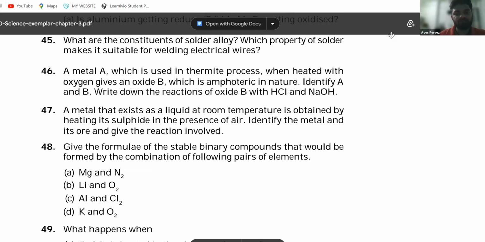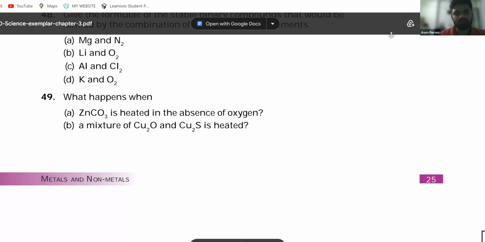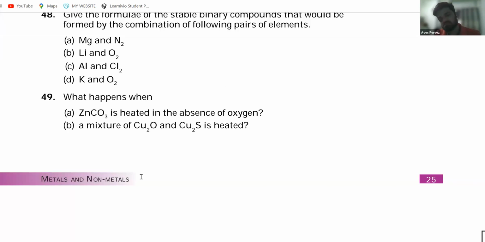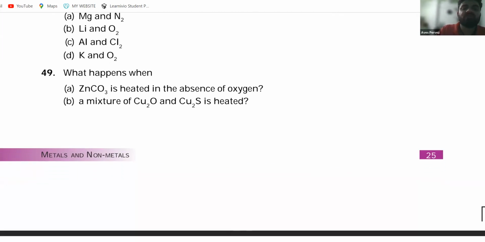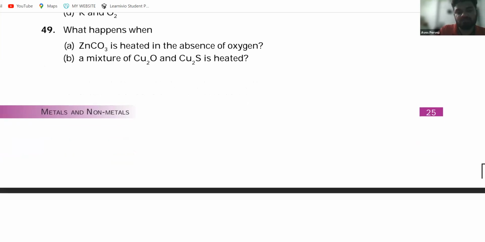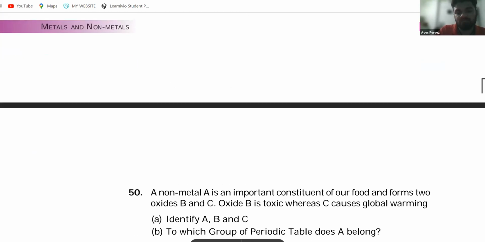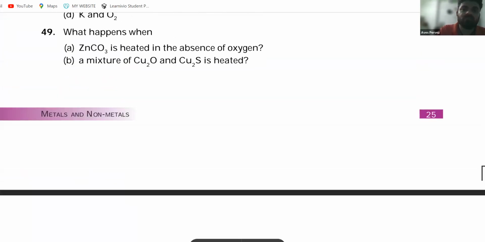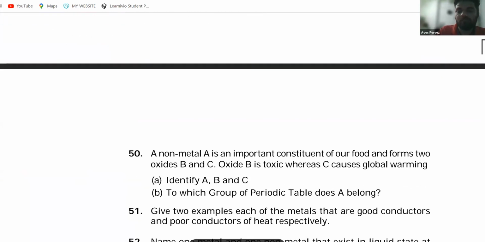Constituents of alloys. Question number 49. It gets converted into zinc oxide plus carbon dioxide. Okay, it will give you zinc oxide plus carbon dioxide. And this one, a mixture of Cu2O and Cu2S is heated. We get copper and sulfur dioxide.